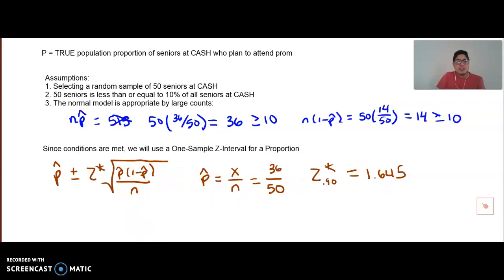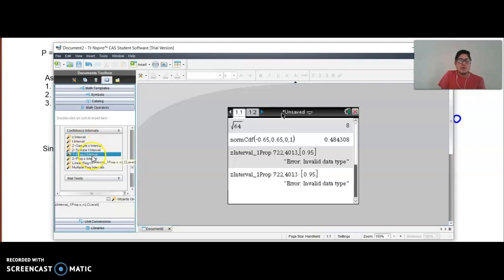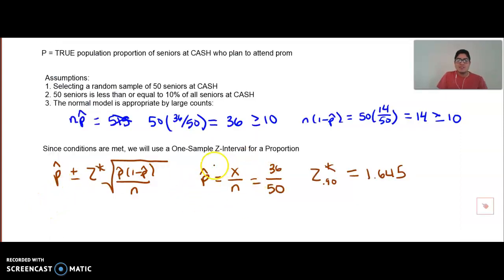And then we would go into the calculator and select menu, statistics. We're going to go down to confidence intervals or stat test, whichever one it is on your calculator, and you're going to select a 1 proportion z interval. Then it would ask you for x, n, and the level of confidence. When I type this into my handy dandy calculator, it produces the following output.